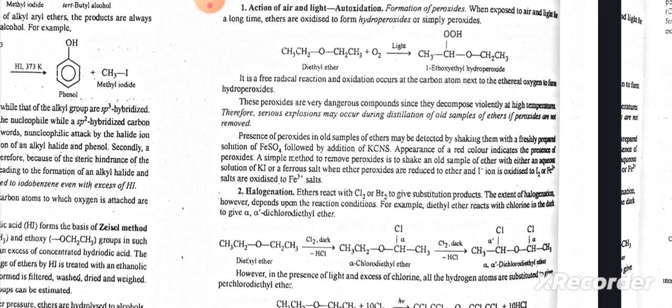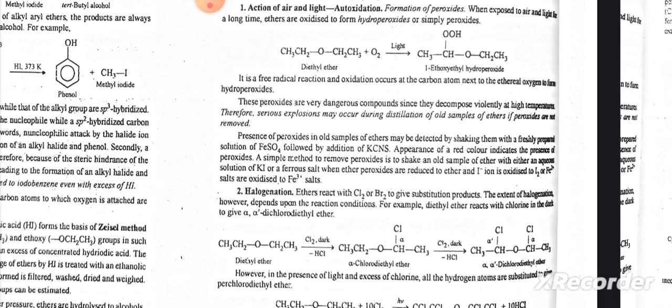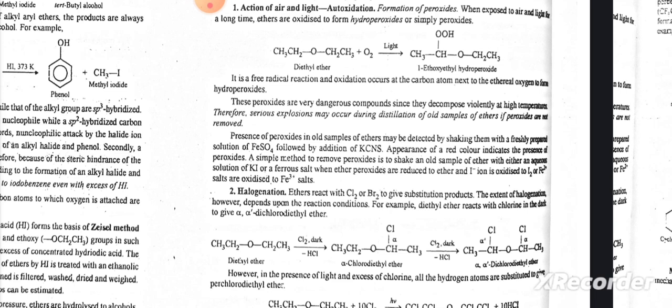If peroxides are not removed, serious explosions may occur. The presence of peroxides in old samples of ethers may be detected by shaking them with a freshly prepared solution of FeSO4 followed by addition of KCNS. Appearance of a red color indicates the presence of peroxide. A simple method to remove peroxide is to shake an old sample of ether with either an aqueous solution of KI or a ferrous salt. When ether peroxides are reduced, the I negative ion is oxidized to I2, or Fe2 positive salts are oxidized to Fe3 positive salts.